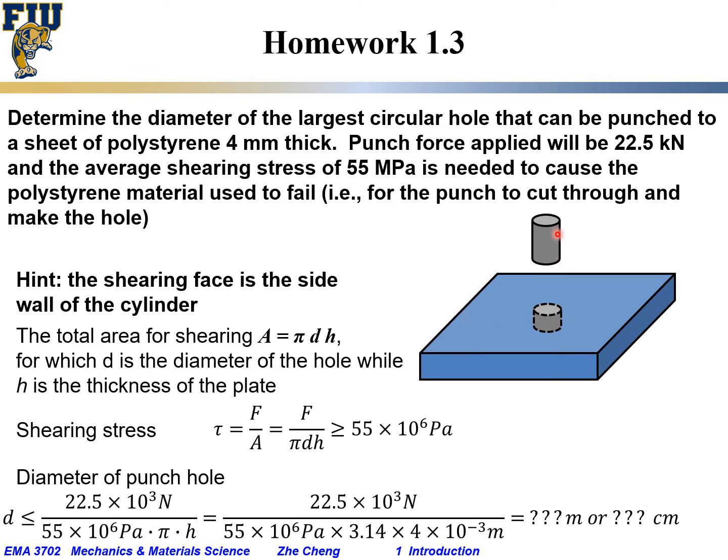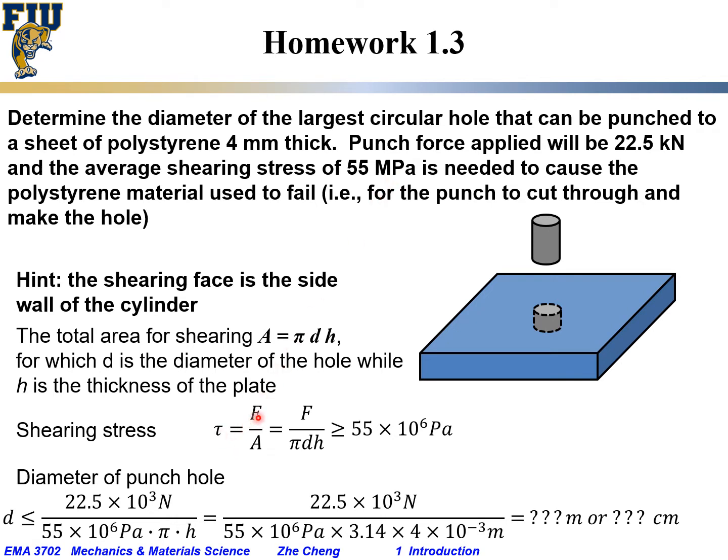Pi d h gives us this dashed cylinder, the hollow cylinder in this sheet with thickness of 4 millimeter, or h equals 4 millimeter. Okay, and the shearing stress, as what we learned, we know the shearing stress is 55 megapascal. Mega again means 10 to the power 6 or million.